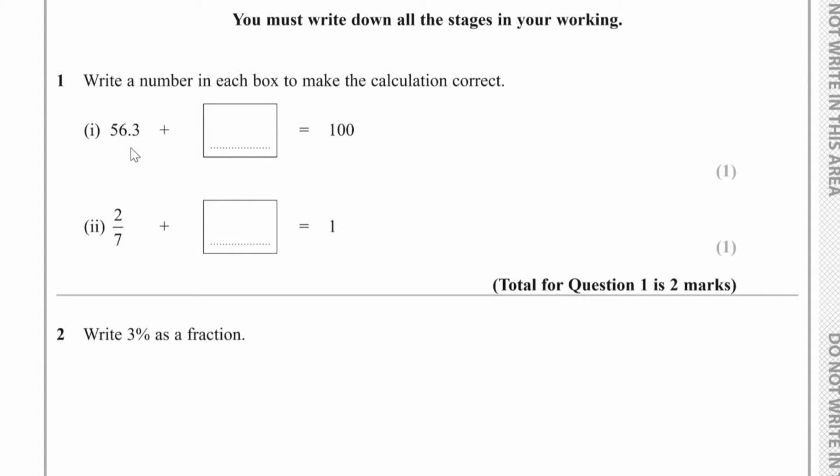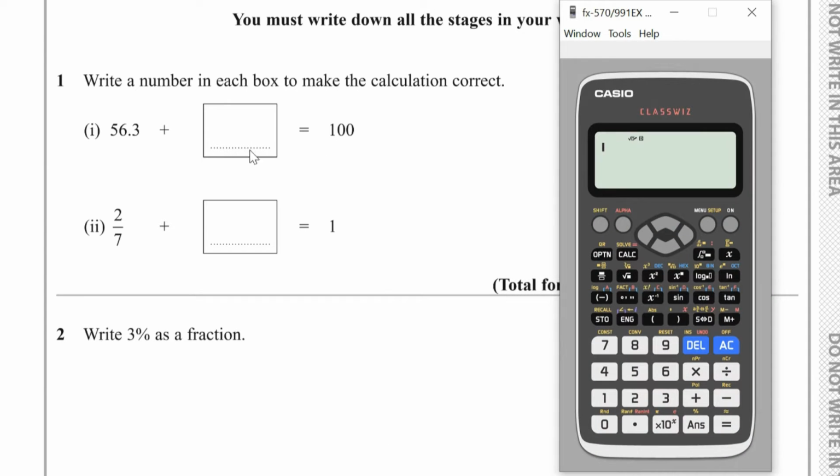For the first part, we have 56.3 plus something equals 100. Now, to find out what this something is, we would have to do the calculation 100 subtract 56.3, and it turns out, as a decimal, we would get 43.7.